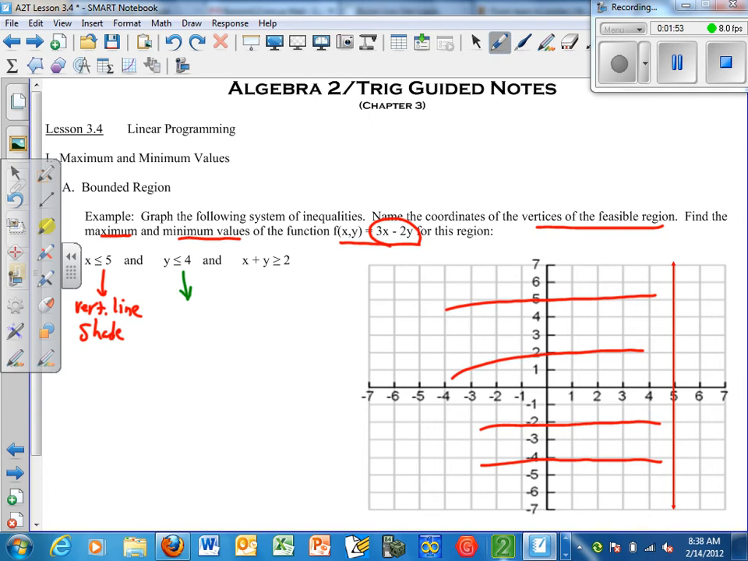y is less than or equal to 4. No x in there. So that does not mean 4 is the slope. That means it's a horizontal line. Remember, y equals a number is horizontal. And we're going to shade below on this one. This one we're shading to the left where the x values are less than 5. And these are going to be solid also. All three of these are going to be solid boundary lines.